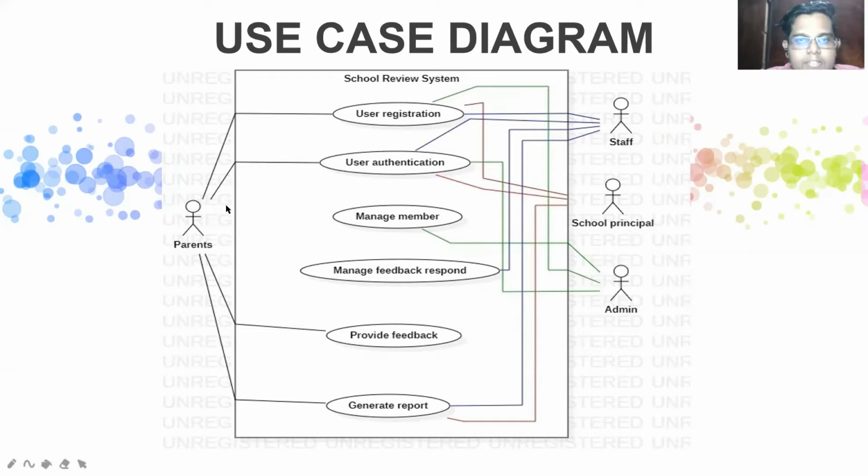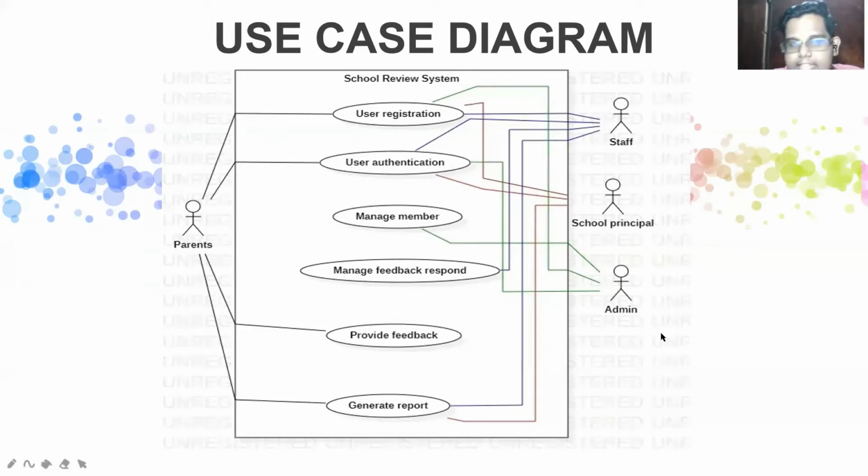The parents basically can use user registration, user authentication, provide feedback and generate report. The staff can use user registration, user authentication, manage feedback response and generate report. The school principal can use user registration, user authentication and generate report. The admin or the system administrator can use user registration, user authentication and manage member.